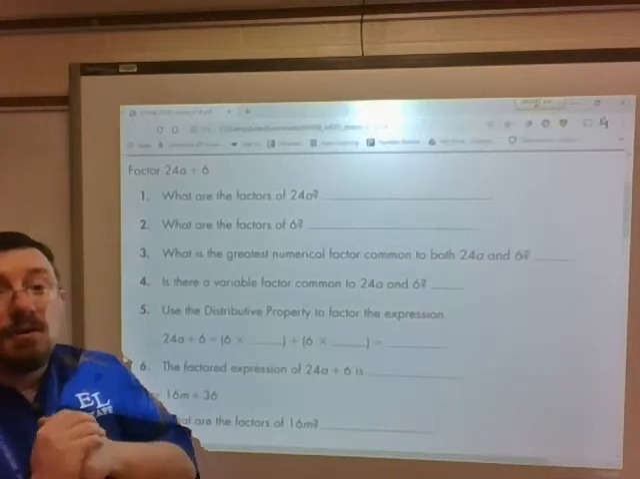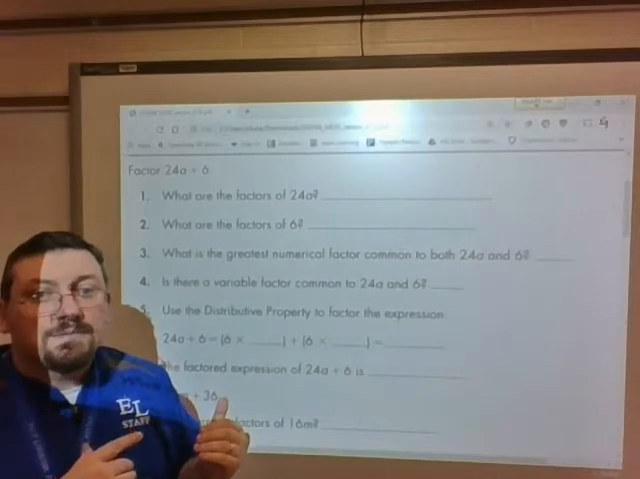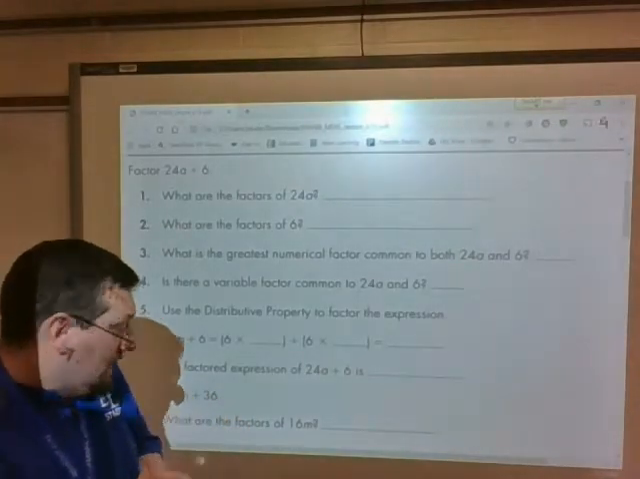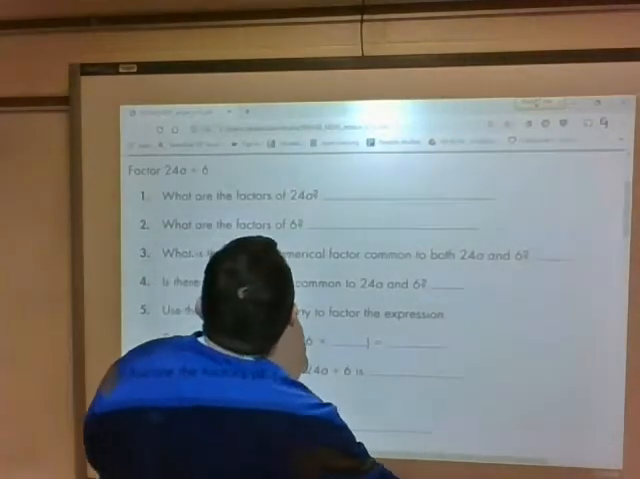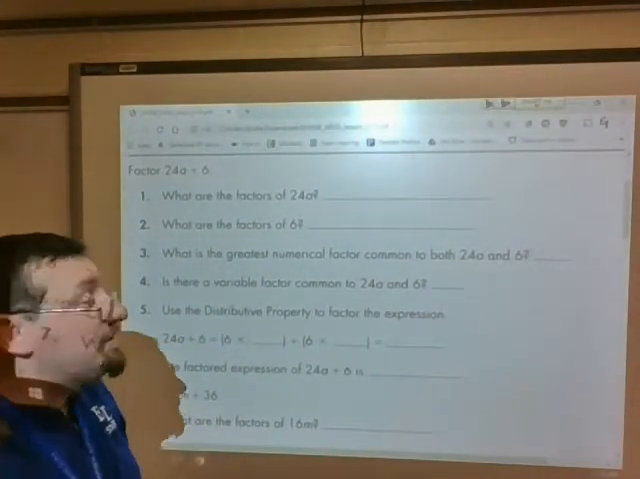Okay, guys, I wanted to go over the factoring expressions assignment with you. I've got it up here on the smartboard. We'll go over it together. Looking at it to start here, factor 24a plus 6. All right, so what are the factors of 24a?